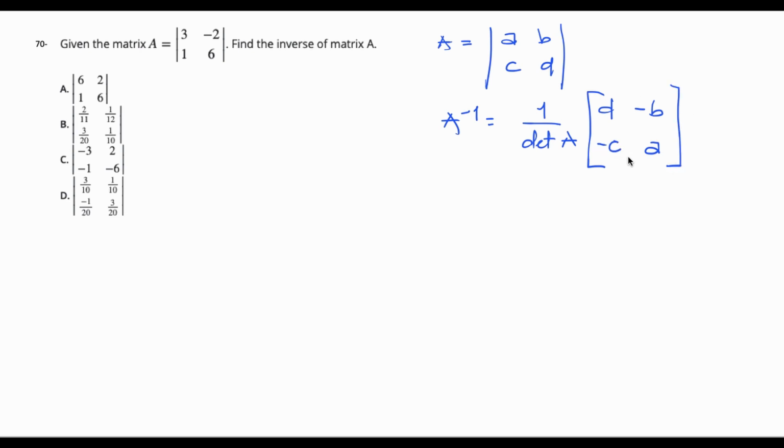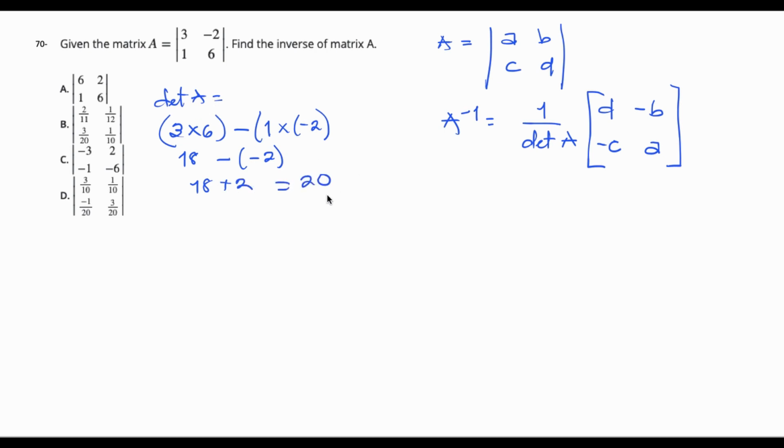And here is how we evaluate the inverse of a matrix. So if we apply that to this case as well. So first thing is we find the determinant of this matrix. So the determinant of the matrix A is equal to, we multiply the diagonal here, which is 3 multiplied by 6, minus 1 multiplied by minus 2. So this is going to be 3 times 6 is 18, minus 1 times minus 2 equals minus 2. So this is going to be 18 plus 2, which equals 20. So the determinant of A is 20.